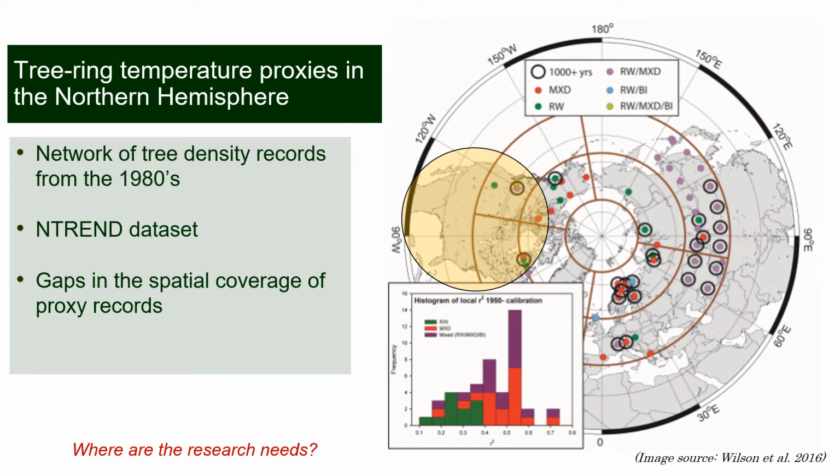And so this is where I started thinking about how new tree ring metrics such as BI could potentially be used to fill the spatial and temporal gaps in the coverage of temperature proxy records for North America.